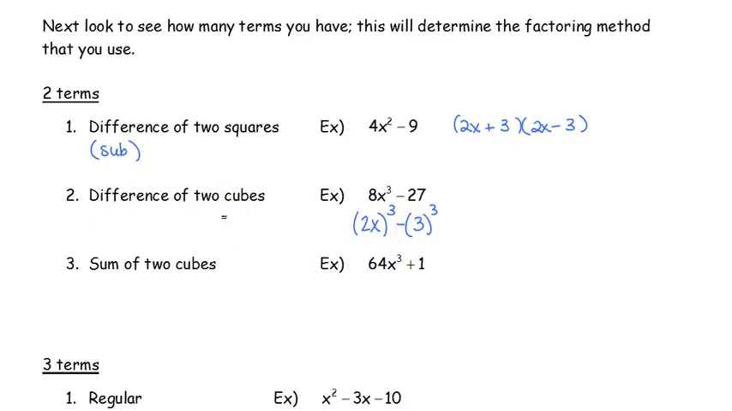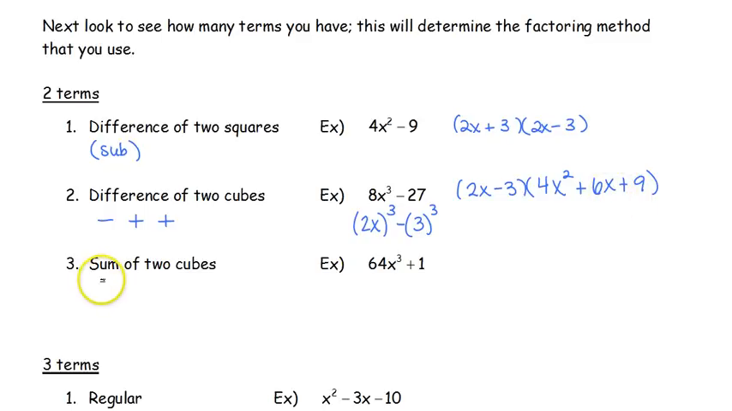If we have the difference of two cubes, our pattern is minus, plus, plus. So this becomes a minus b, times your a squared. We are squaring 2x, so that becomes 4x squared. You've got to square both of those pieces inside. Plus a times b. 2x times 3 is 6x. And then b squared. 3 squared is going to be 9. You are never going to be able to factor that trinomial. You can try if you want, but you're not going to be able to do it.